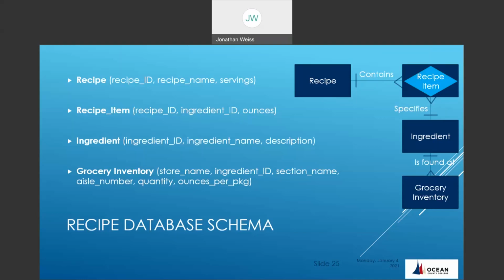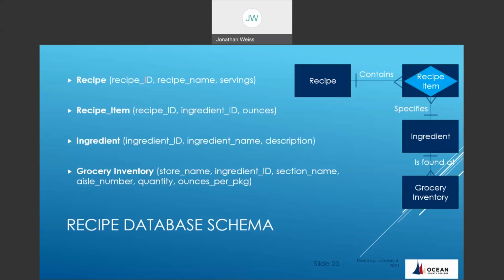Okay, so that's the definition of my recipe database. And I have a little model here, we're still learning ER models, but I put together a little model to show how these different things relate to one another. A recipe contains a recipe item. So a recipe contains many recipe items. Recipe items specify an ingredient, and that ingredient could be used in many recipes.